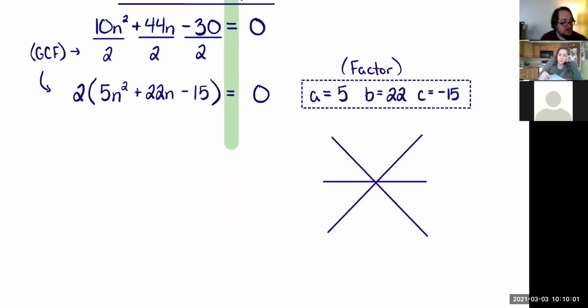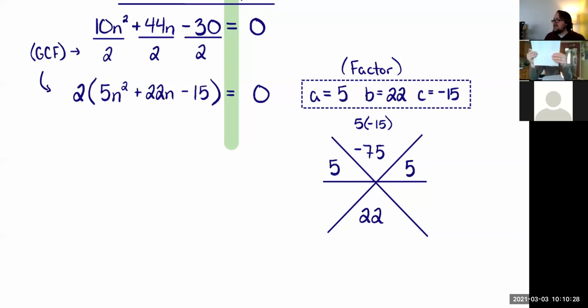So if I'm using the asterisk method here, we'll have A times C on top. So I'm looking at 5 times a negative 15, which I do believe gives me a negative 75. On either side of that, we'll put our A, which is 5. And on the bottom, I'll put B, which is 22. So then I grab my handy dandy factor pair list because it goes all the way up to 100. I find the 75 and I look at the pairs available.